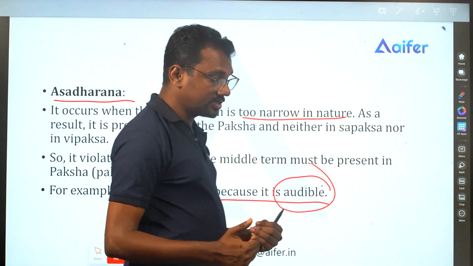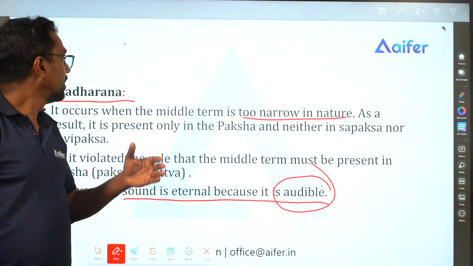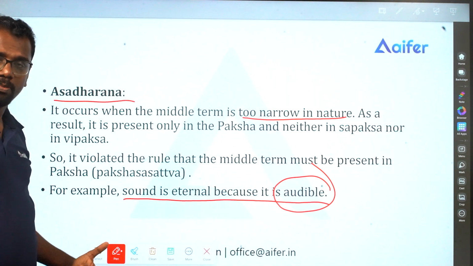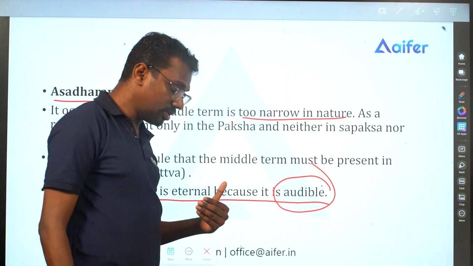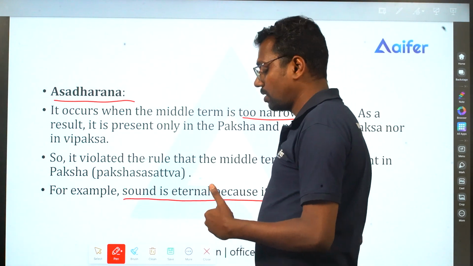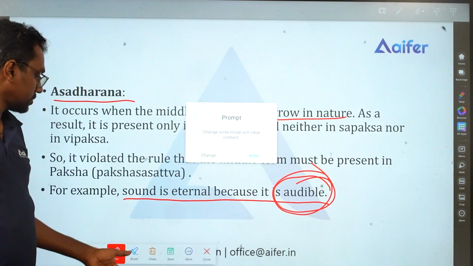But when it comes to Sadharana, knowable, something you know, is associated with many things. So Sadharana is when the middle term is too wide in nature, and the example is knowable. Asadharana is when the middle term is too narrow in nature, and here it is audible.